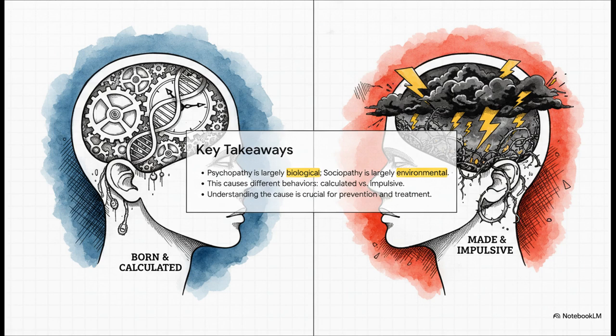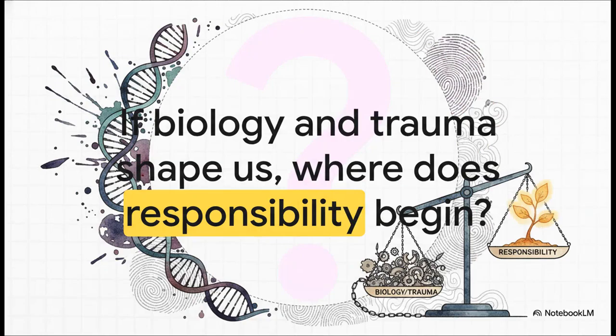One is largely born, the other is largely made. That difference leads to dramatically different behaviors, the cool, calculating predator versus the hot-headed, impulsive reactor. And this is the most important part. You have to understand the cause if you ever want to have a chance at creating prevention or treatment that actually works. And that leaves us with one last, really challenging thought to chew on.